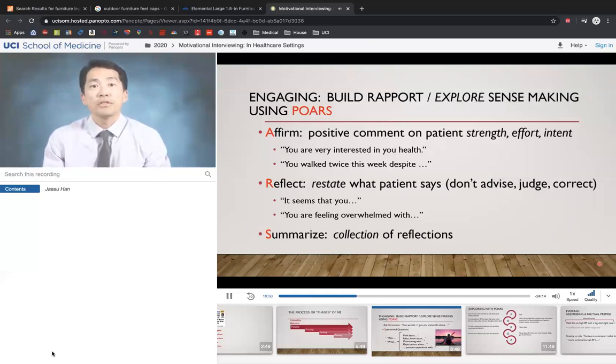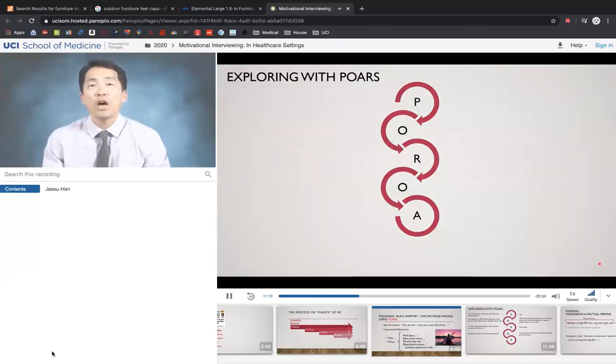S is for summarize, and this is a collection of reflections that we've made during that process of engaging with the patient, and it allows us to really sum up the thoughts that the patient is having. And really all three of these are very effective ways to build rapport with our patient. Now, how might that look in an actual conversation?